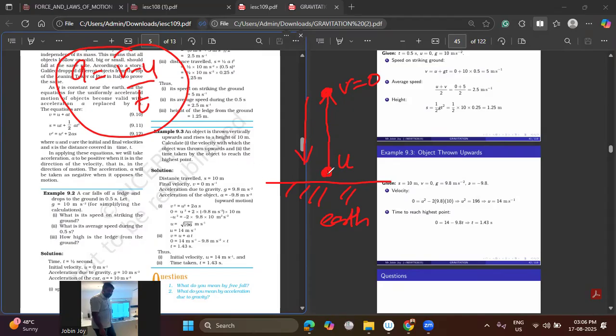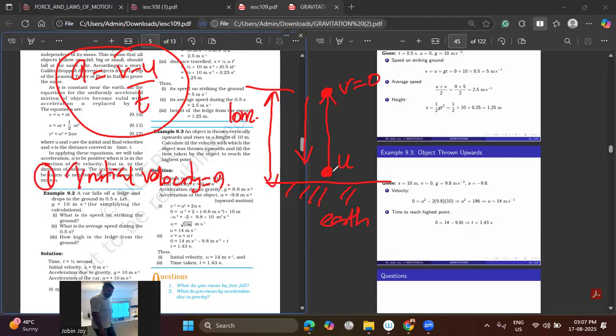And here I am throwing the object upwards. Okay, and the height is given. The object reaches a height of 10 meter. So calculate the velocity. What is the velocity with which the object was thrown upwards? That means initial velocity. What is the initial velocity?